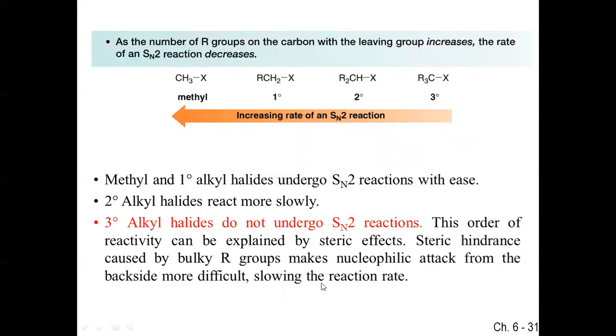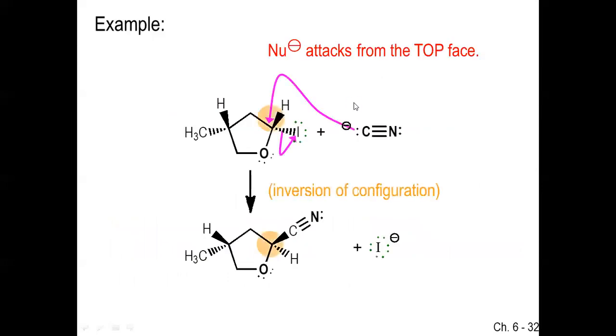The reason probably is steric effects. Because of the bulkier alkyl groups, the backside attack is not possible. The reaction cannot be concerted or simultaneous. It has to go stepwise, and hence tertiary alkyl halides undergo SN1, and primary and methyl alkyl halides undergo SN2. What about the secondary? The secondary alkyl halides undergo either SN1 or SN2. That will depend on other factors as well. These are a few examples.